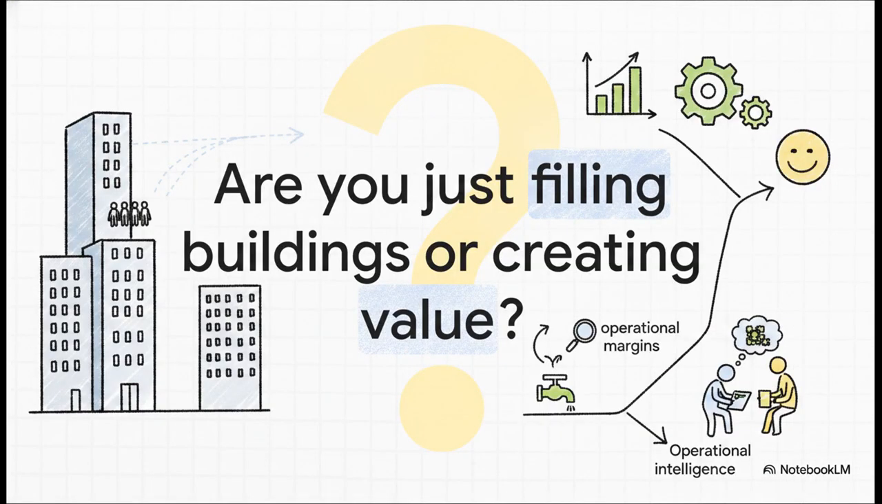So as we wrap up this explainer, I want to leave you with this final, vital question to help you rethink your own metrics. Are you just filling buildings, or are you actually creating enterprise value? Because as we've seen today, hitting that 91% occupancy mark means absolutely nothing. It completely fails if your margins are leaking, your staff is burning out, and your residents aren't a clinical fit. True operational intelligence is not about just counting heads in beds. It's about seeing the problem before it becomes expensive.